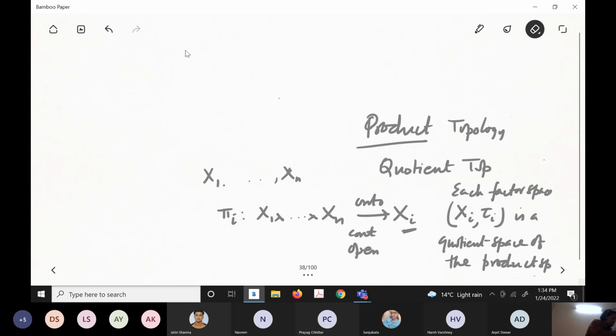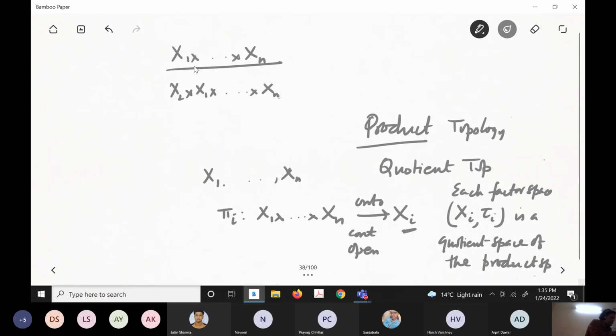First of all, look at why homeomorphism was there. X1 cross to Xn is a product topology, but I can interchange their positions. Suppose I interchange the positions of X1 and X2. That will give you another product space. Will it be different from this? It won't actually be different; they will be homeomorphic. That's another advantage of product topology: if you change the place, it doesn't matter.